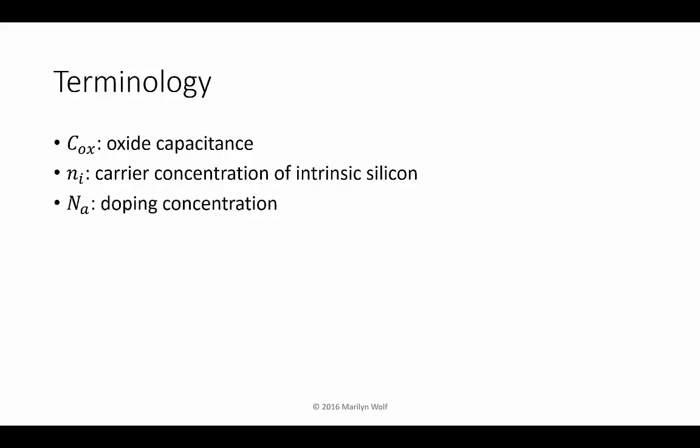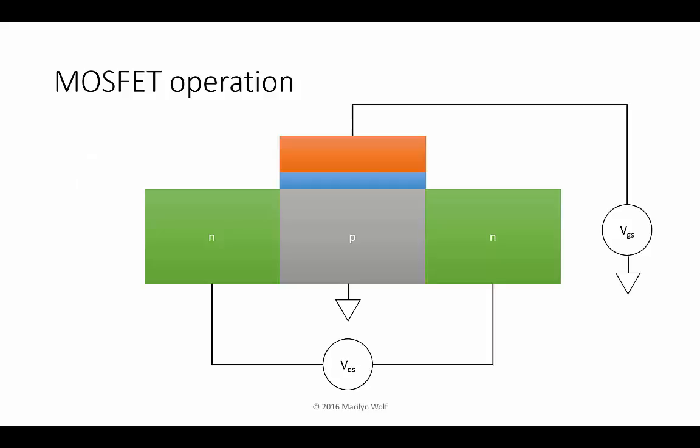Let's review some terms. Cox is the oxide capacitance. N sub I is the carrier concentration of intrinsic silicon, and capital N sub A is the doping concentration. So when we use this MOSFET, we're going to apply a gate to substrate voltage, and we're going to apply a drain to source voltage. The gate to source voltage will cause minority carriers, in this case N-type carriers, to be attracted to one of the plates of the MOS capacitor. That will allow current to flow between the source and the drain, giving us the drain current ID.